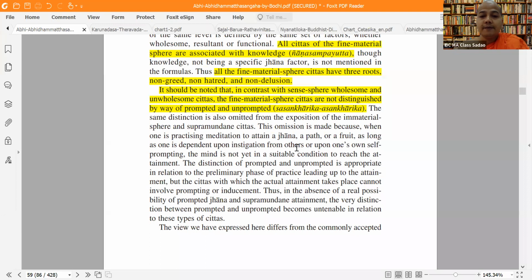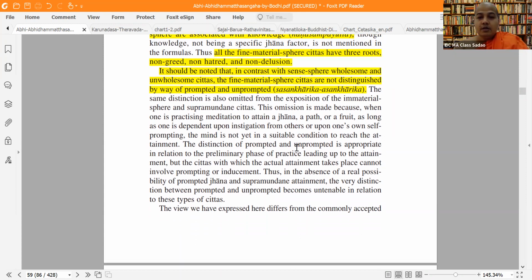The general opinion is that this characteristic is not applicable to the rupa chittas. They occur as a natural process of your practice of meditation. Therefore, prompting and unprompting do not apply. But there are some Abhidhamma teachers who say that there is a certain function of prompting there, and some say that they are not prompted. So there are different opinions there.